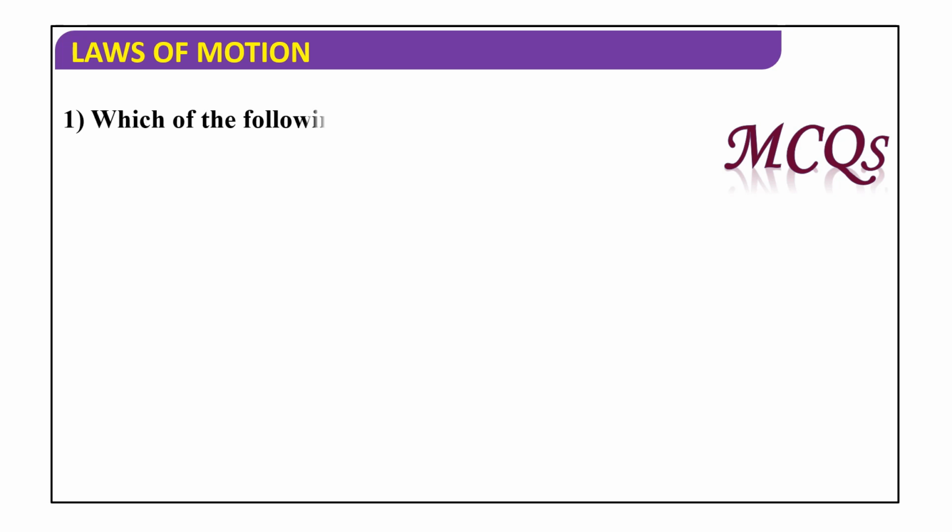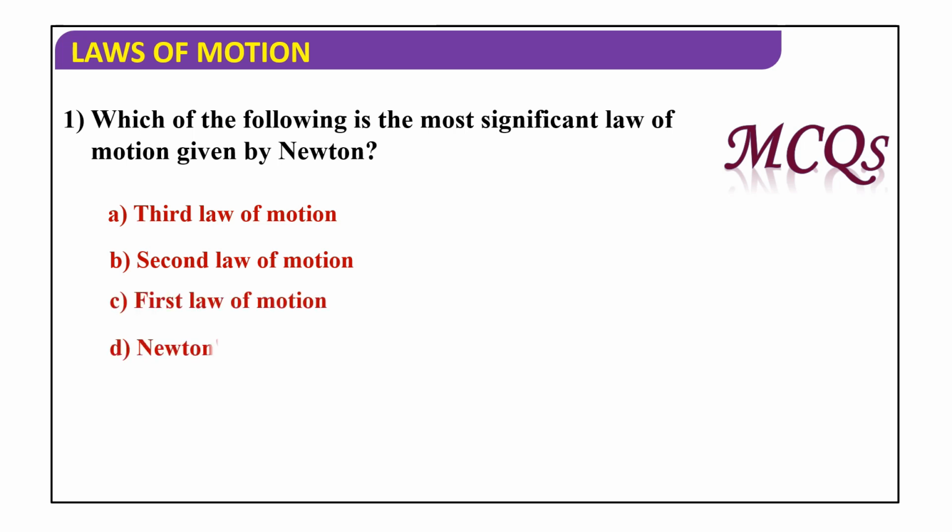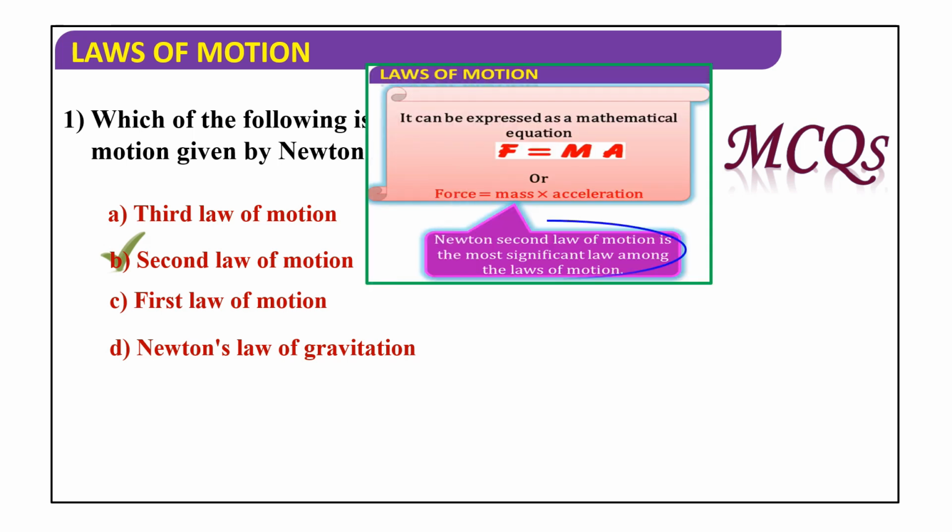First one. Which of the following is the most significant law of motion given by Newton? Third law of motion, second law of motion, first law of motion, Newton's law of gravitation. So in these four options, the second law of motion is the most significant law of motion given by Newton. Here F is equal to ma. This is about Newton's second law of motion. This is the most significant law of motion given by Newton.